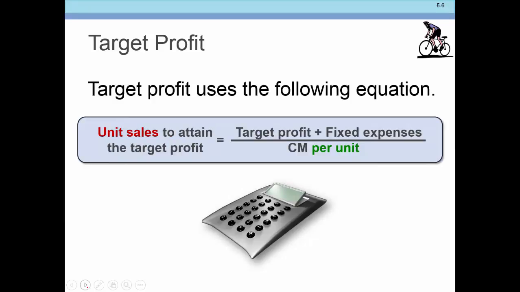Okay, now let's take a look and think about the concept of target profit, because we are not going to business school where you are right now to break even. You are here to make a profit. Why do I want to make a profit?